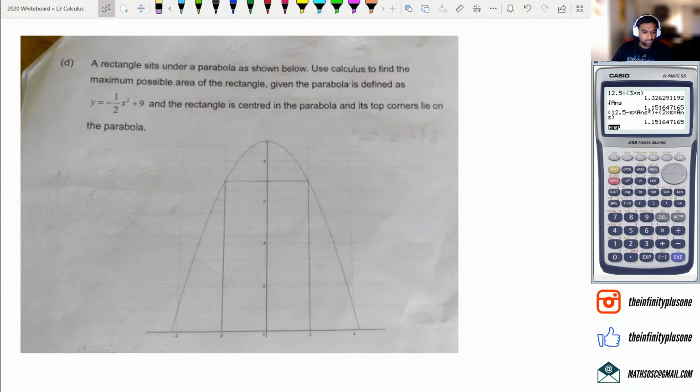I actually just wanted to show you guys how to do these types of questions, but now I'm thinking, should I just do it straight away? Yeah, let's just do it straight away. Doesn't matter. I'll worry about the diagrams later.